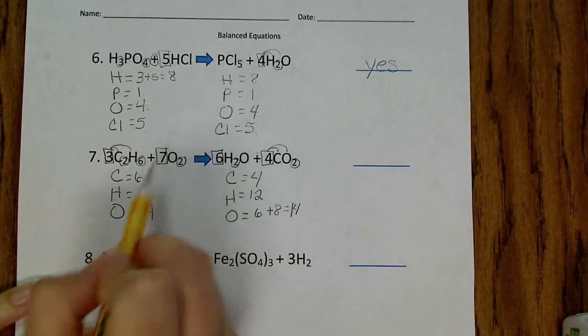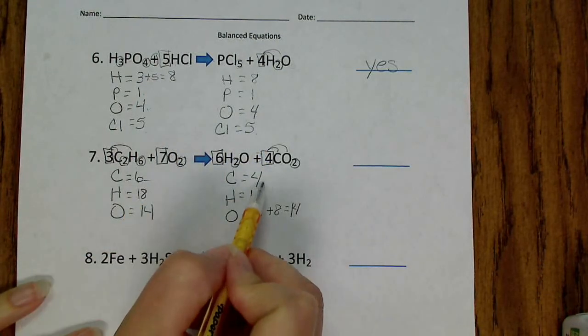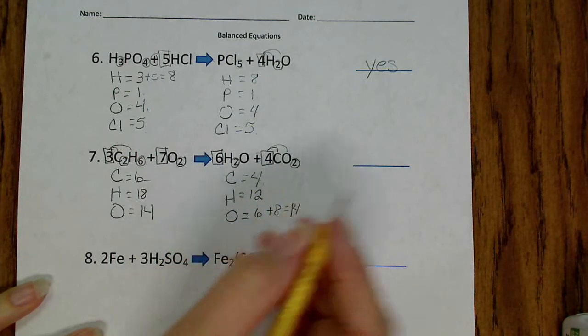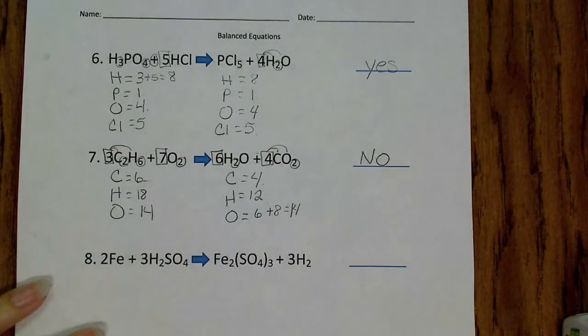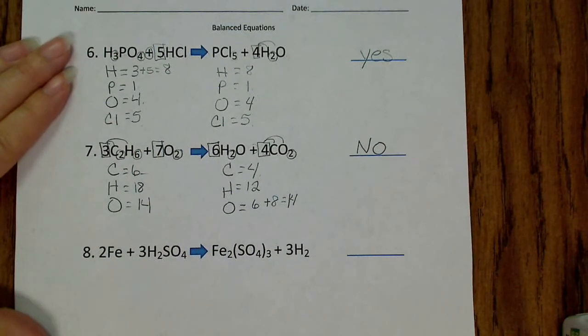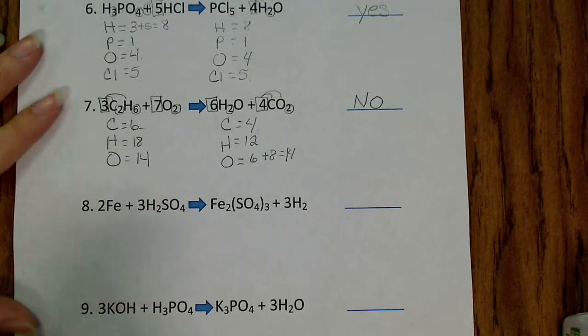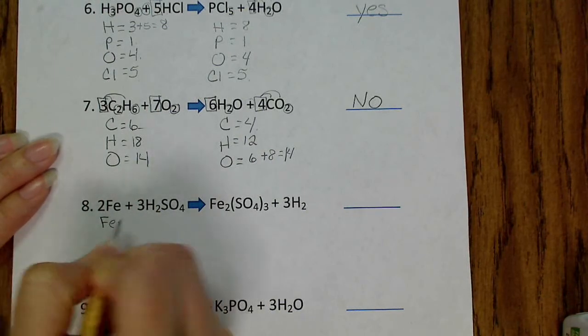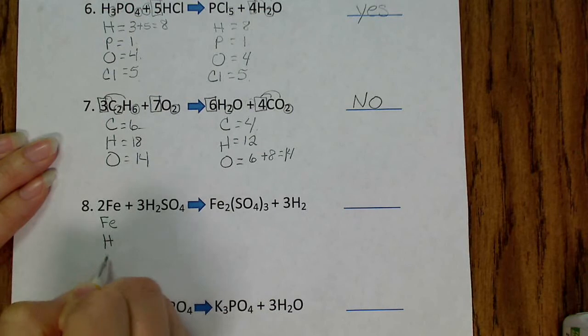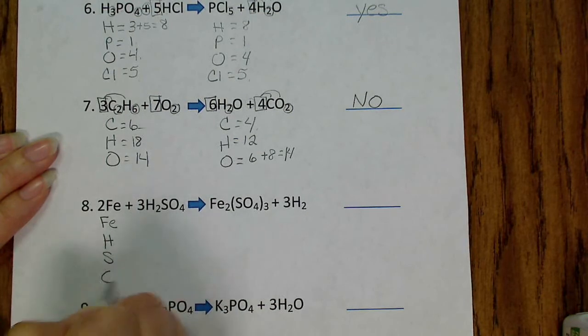And then I compare. I have 6 carbons here and only 4 carbon here, so we automatically know this equation is not balanced, so that would be a no. Okay, number 8. I have iron, hydrogen, sulfur, and oxygen.